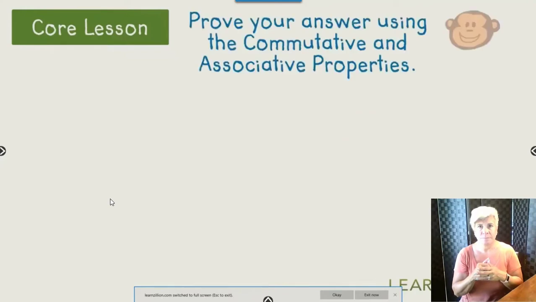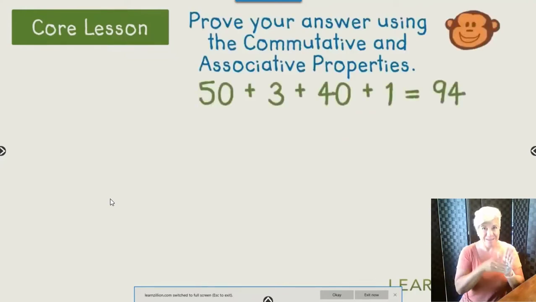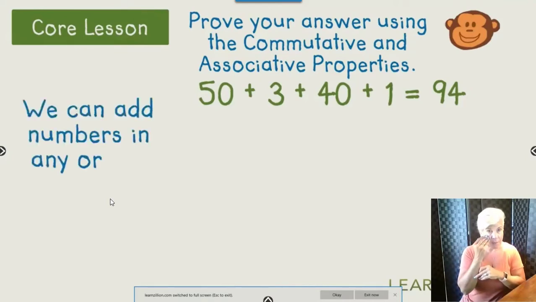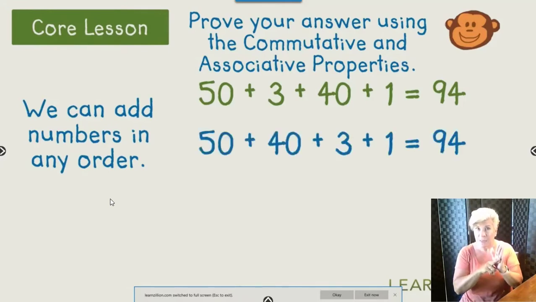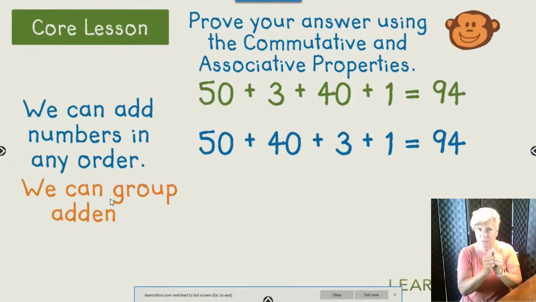The monkey added 4 numbers together to solve the sandwich problem. We know from the commutative property that we can add numbers in any order. So let's put the tens together and the ones together. We know from the associative property that we can group the add-ins.